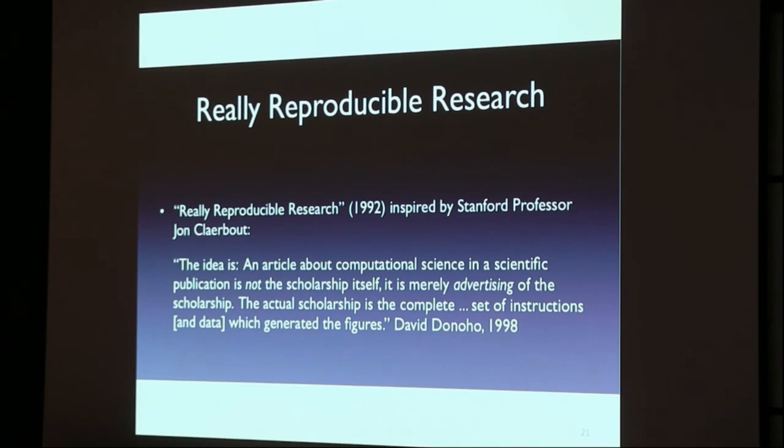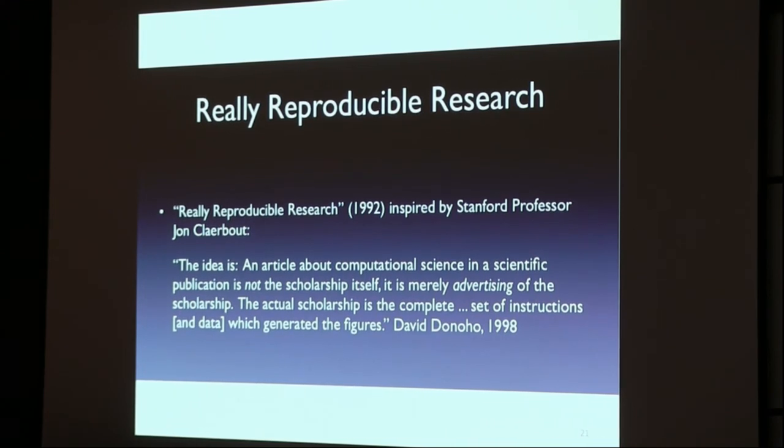I'll finish with one quote. So this is my advisor, David Donoho, my PhD advisor, paraphrasing John Claerbout, who's another Stanford professor, talking about really reproducible research, and they say, the idea is an article about computational science. Now remember, I'm defining that as any time you've used a computer. An article about computational science in a scientific publication is not the scholarship. It's merely advertising of the scholarship. The actual scholarship is a complete set of instructions and data that generated the tables and figures in your paper.